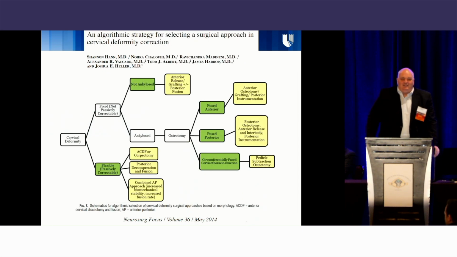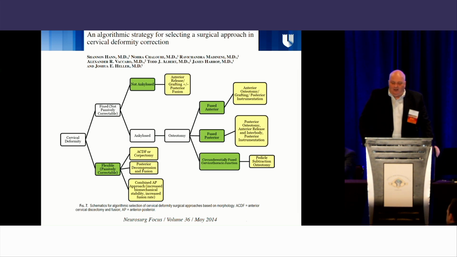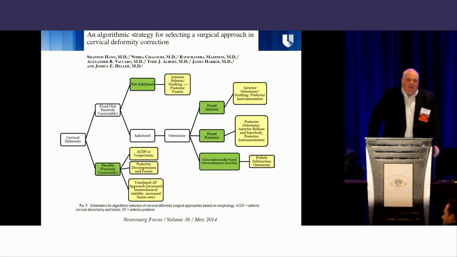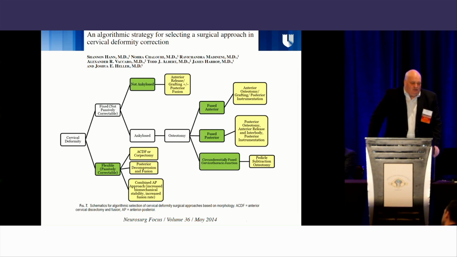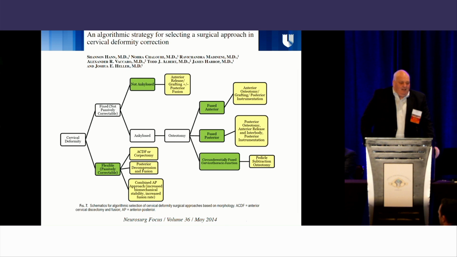So finally, this is the take-home slide. This is actually a paper by the Jefferson group, and it goes through the different specifics that are going to be available. But basically, if it's flexible, you can go in from the front or the back. If it's fixed, you're going to need to do a 3-column osteotomy or a circumferential fusion, and it goes through all the different specifics as far as the different treatments are concerned. Again, it gives the reference from Neurosurgery Focus, but you can see whether it's stiff, flexible or not.